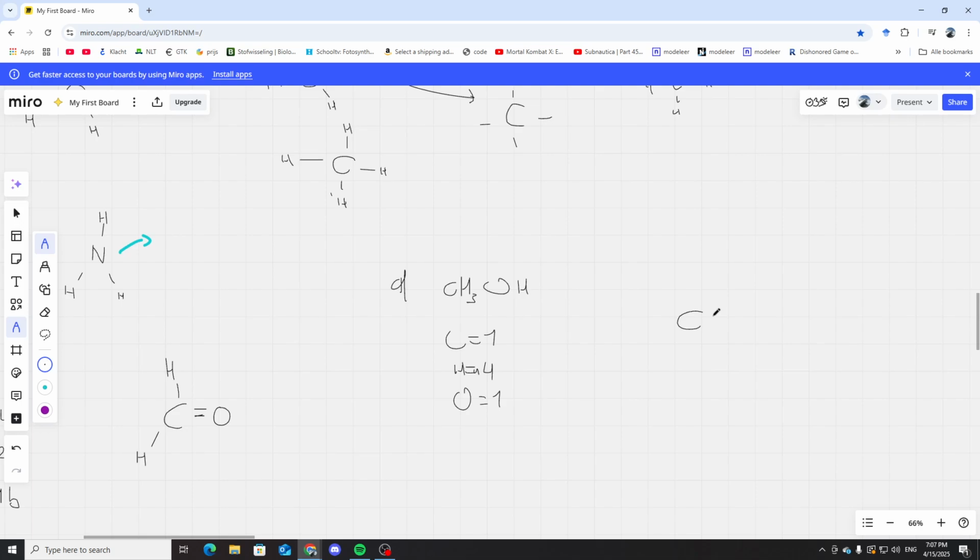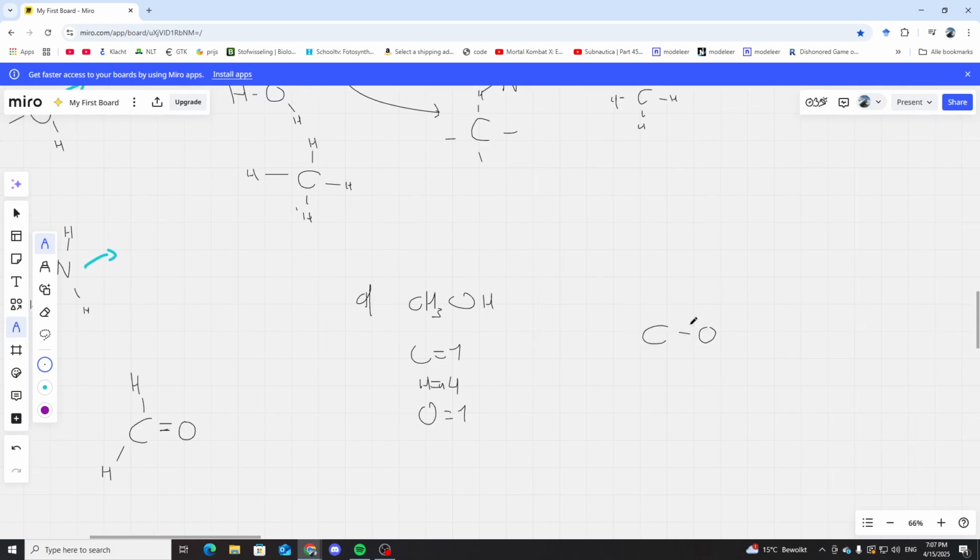I know the H's are always on the outside, so O has to be connected to my C, right? I cannot put an H and then connect an O to it. That won't work. Okay, let's do that. Then I can add the extra bonds here. Now I have 3 H's gone. I have 1 H left, so I can put that here attached to the O.